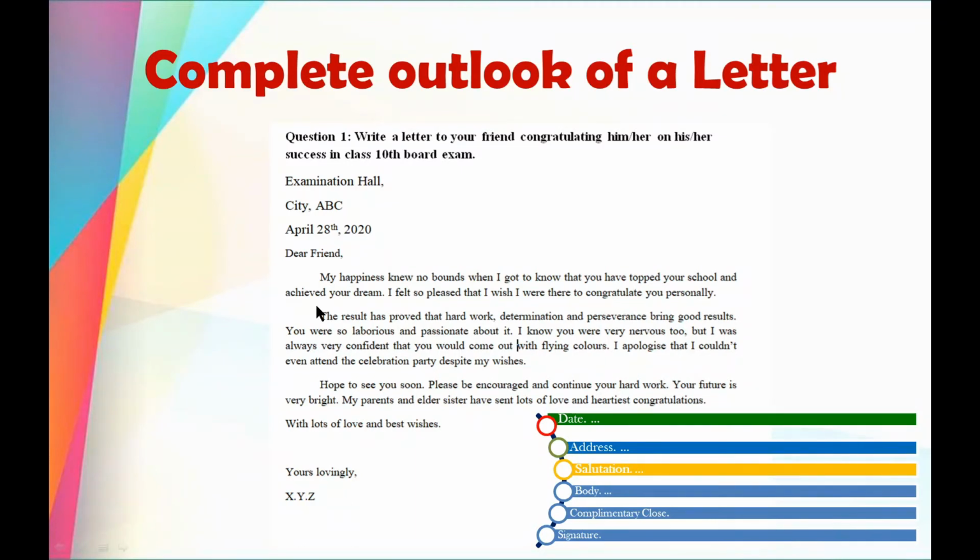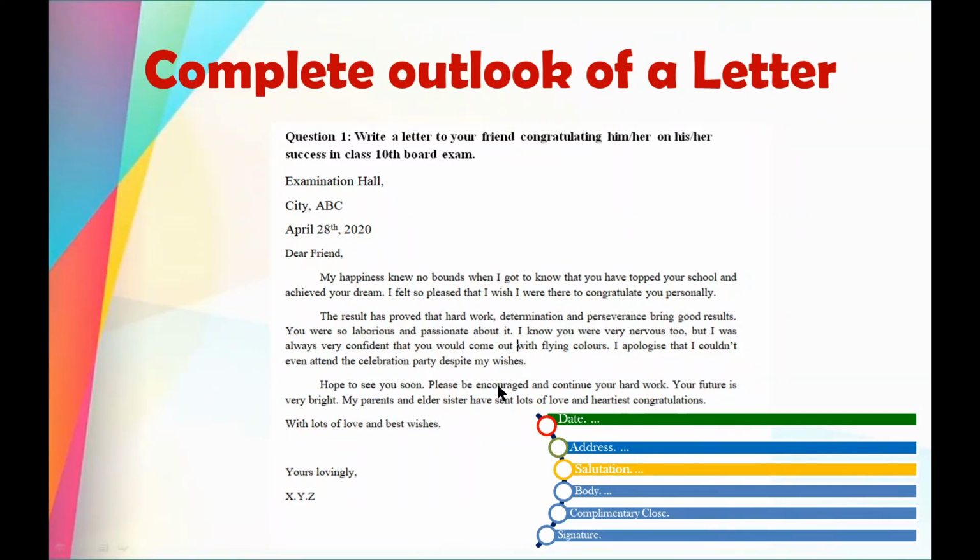And then the result has proved that hard work, determination and perseverance bring good results. You were so laborious and passionate about it. I know you were very nervous too, but I was always very confident that you would come out with flying colors. I apologize that I could not even attend the celebration party despite my wishes. So this is the body paragraph.